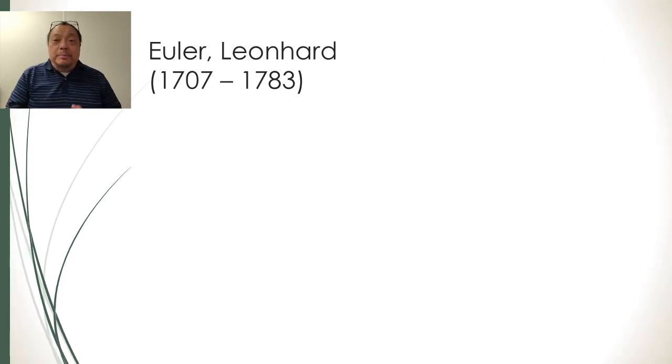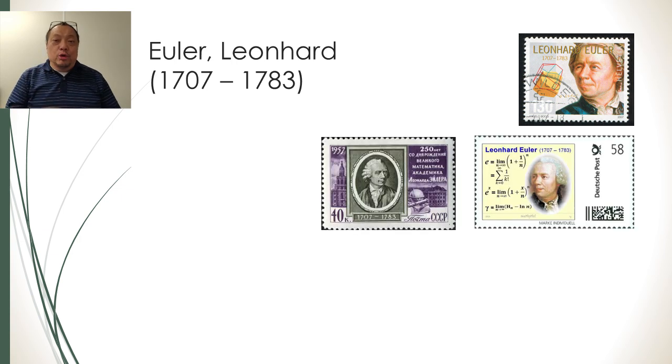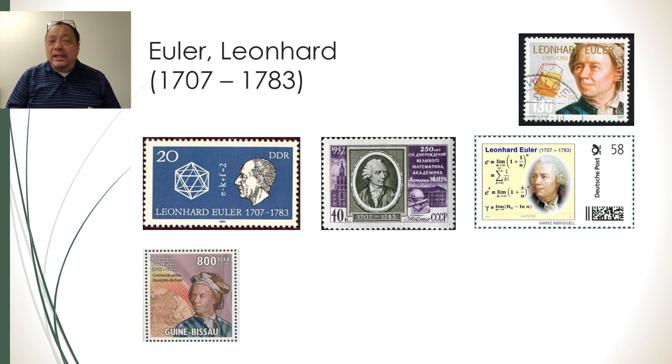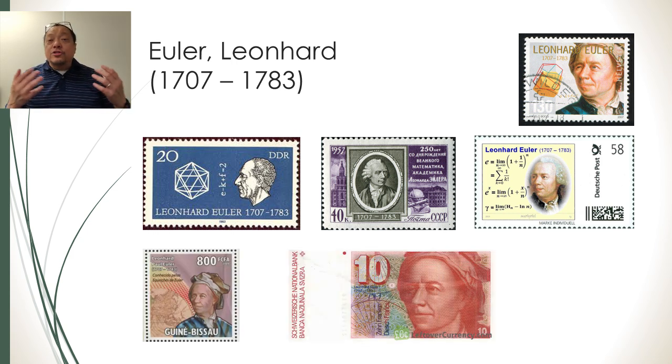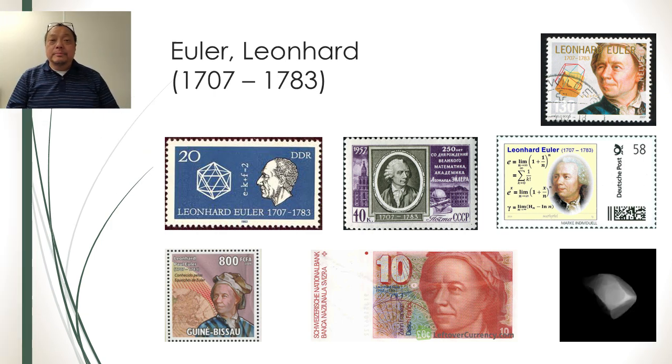At this time, I want to take a brief detour and introduce the man behind the concept. Leonhard Euler, 1707 to 1783. He's a genius mathematician born in Switzerland and worked in Switzerland, Prussia, Germany, and Russia. He's on a stamp in Switzerland, Germany, the old Soviet Union, the old East Germany, and the African nation of Guinea-Bissau. He's also on the money of Switzerland, and there's a meteorite named after him.